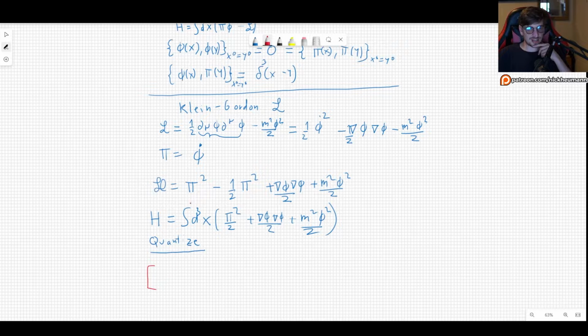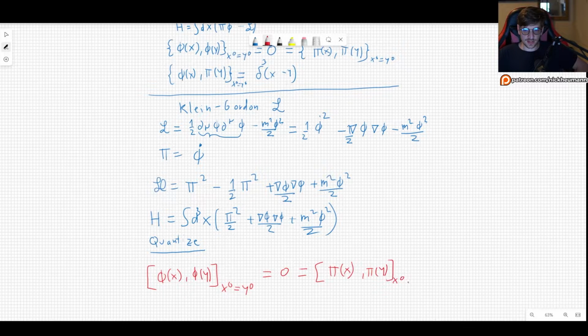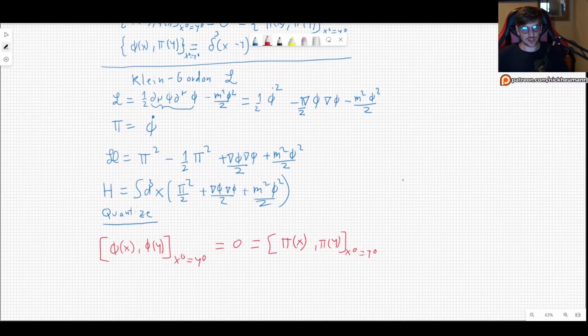So what we'll do now is take the relation that we had up there. Now we have not the Poisson bracket, but rather the commutator of our fields, still at equal time. So these are now the equal time commutation relations, which is going to be 0 still. And same thing for our momenta, x0 equal y0.